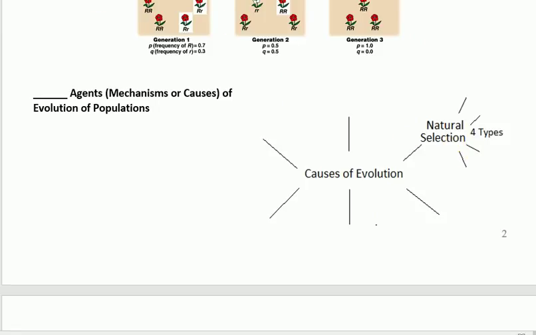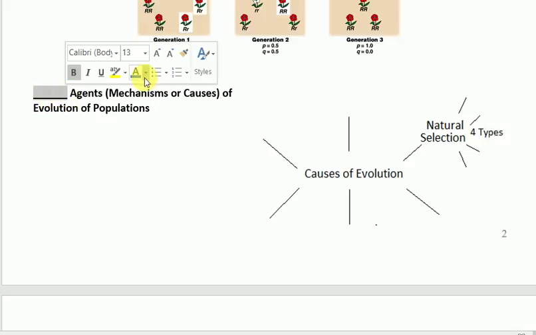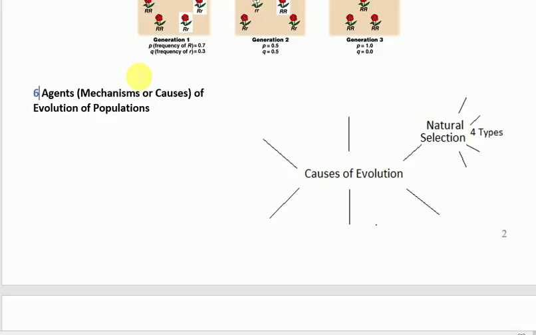Okay, so we're going to look at 6 different agents or mechanisms, or it could be causes, whatever you want to refer to it as, of evolution of populations. So there are 6 total, and you have to bear with me with this image as I try to write them in. So try to follow along and listen so that we don't lose anything in translation here.